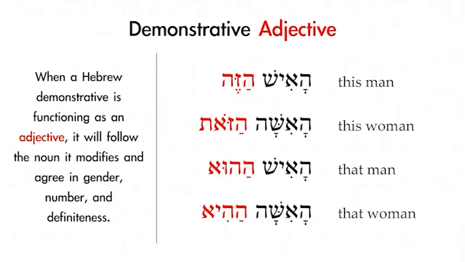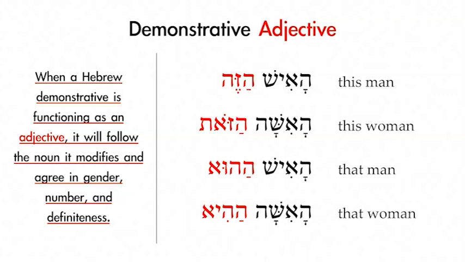Let's look at a demonstrative adjective and see how that's used in context. When a Hebrew demonstrative is functioning as an adjective, it will follow the noun it modifies and agree in gender, number, and definiteness. This is exactly like the regular adjective we learned in a previous chapter. Let's consider our four examples together. Our first example is ha'ish hazeh, this man. Notice that the noun in first position is masculine, singular, and definite, and so the demonstrative that follows must also be masculine, singular, and definite.